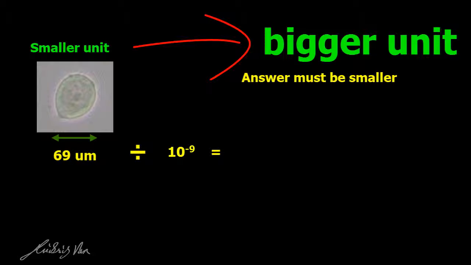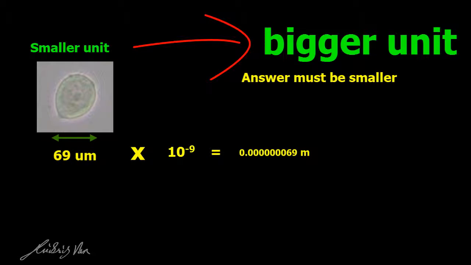So what we should do is just do the opposite, which is multiply 69 by 10 to the power of negative 9. So you get 0.0000 whatever 69, which is smaller than 69. Hence, this will be our answer.